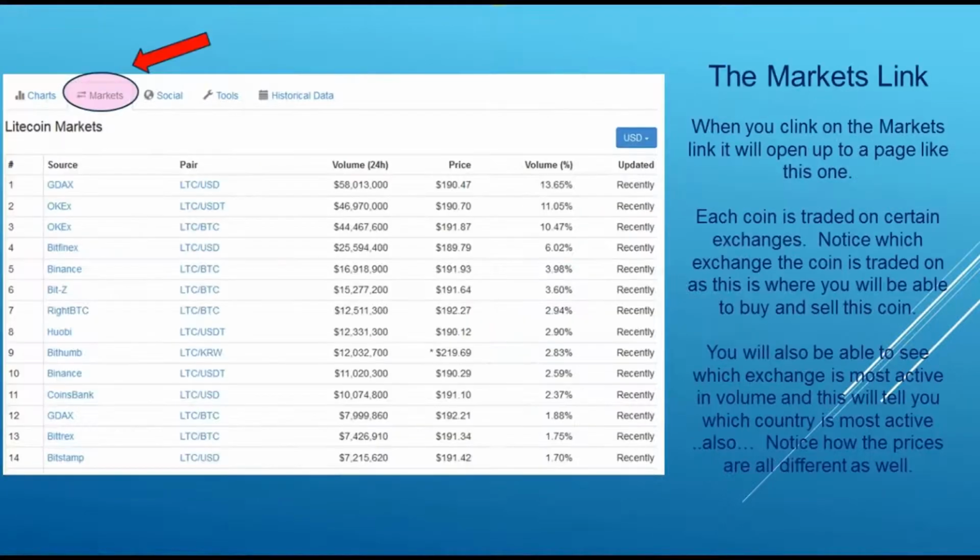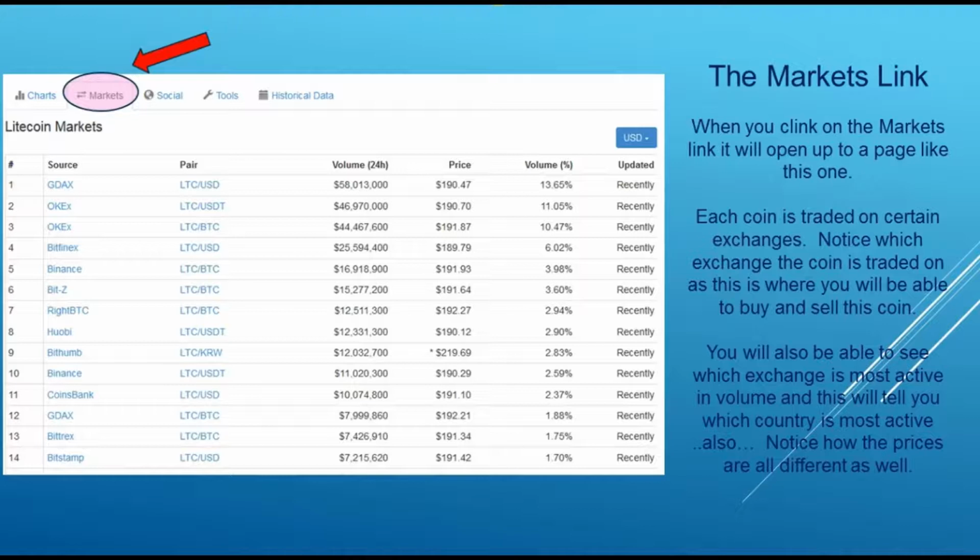The second link over there on the left side of the top page is markets. When you click this link, it's going to open up to a page that tells you what exchanges this particular coin is traded on, where you can actually buy and sell it. So in this one you can see GDAX is at the top, Bitfinex, Binance, and so forth for Litecoin. Some of the bigger coins have lots; Bitcoin has pages and pages of exchanges that it's on because it's on almost all exchanges. And some of the very new coins might only be on 1 or 2 exchanges.